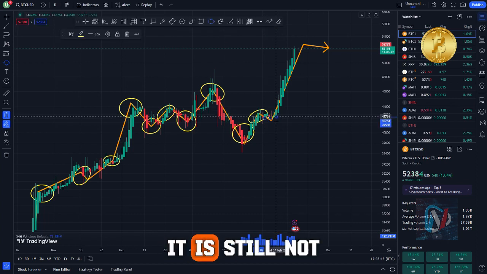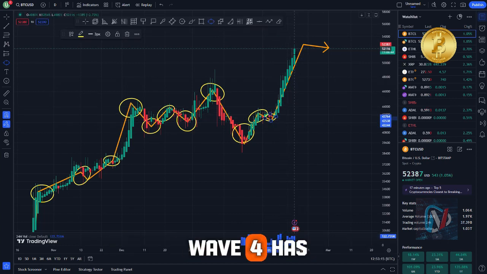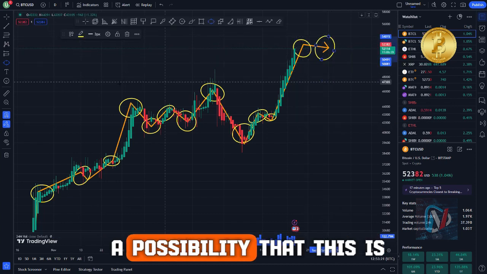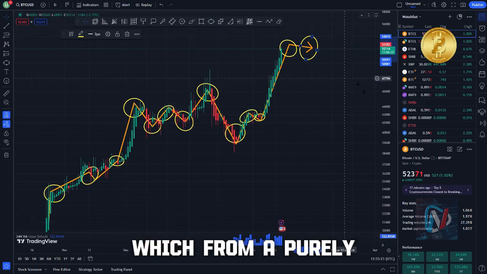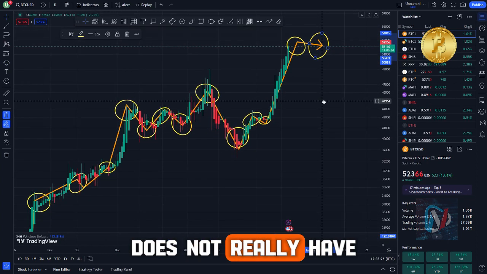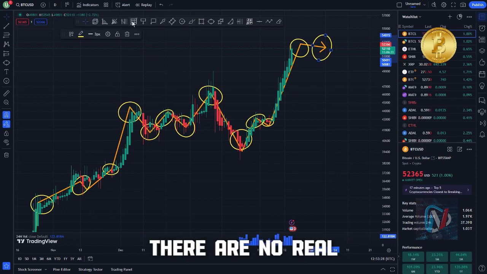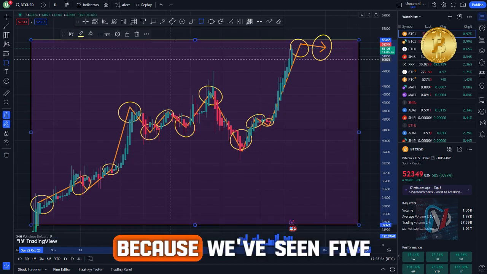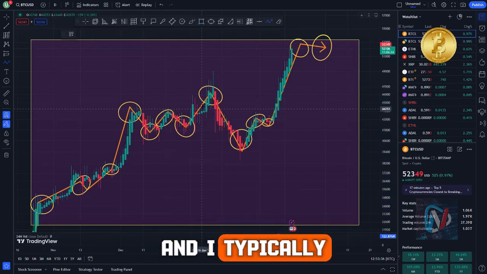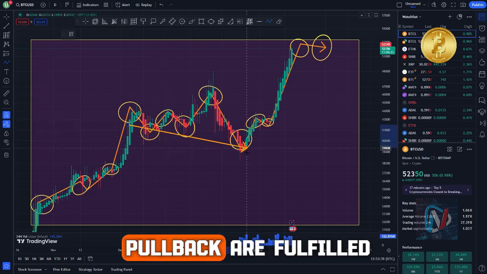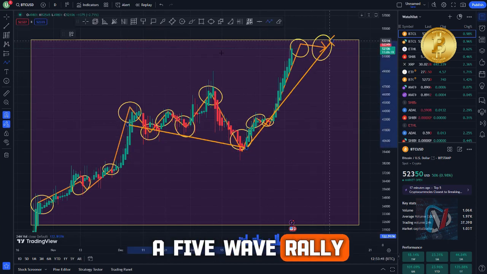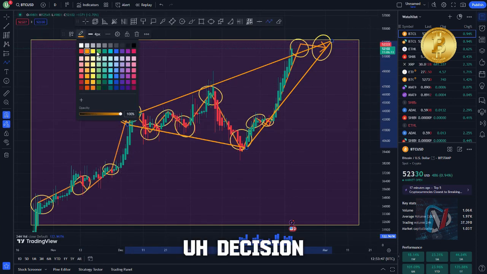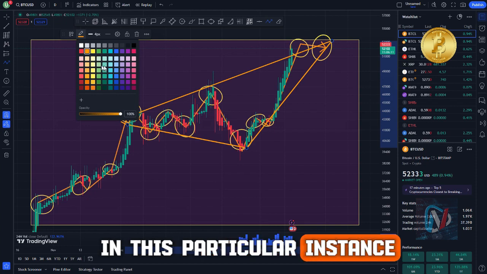At this point, it is still not entirely obvious that the wave 4 has truly reached its bottom. It is therefore evident that there is still a possibility that this is really a corrective rally which, from a purely technical standpoint, does not really have a limit for itself. There are no real limits for B-wave corrective rallies, but obviously we give it the benefit of the doubt because we've seen 5 waves up, and I typically, if you know, minimum expectations in a pullback are fulfilled and then we see a 5-wave rally. I typically give it the benefit of the doubt. That decision was also appropriate in this particular instance.